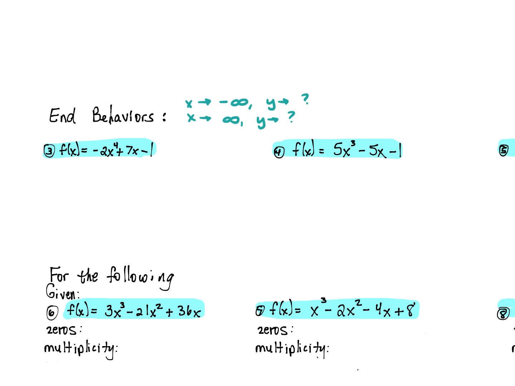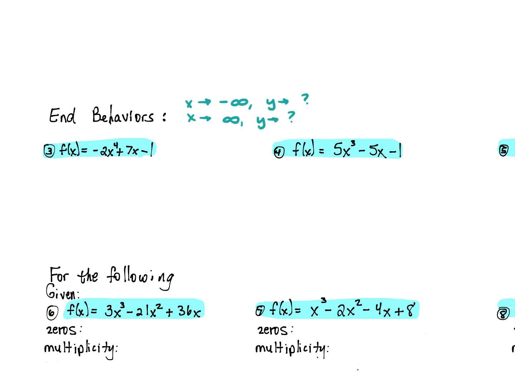If your highest power is an odd number, so 3, 5, 7, 9, so on, it's going to go up one way and down the other. If your a is positive and you have an odd power, it goes up to the right, down to the left. If your a is negative and it's an odd power, it goes up to the left, down to the right.